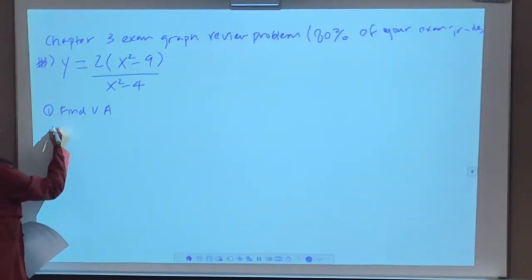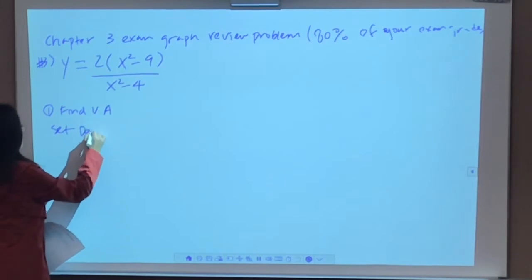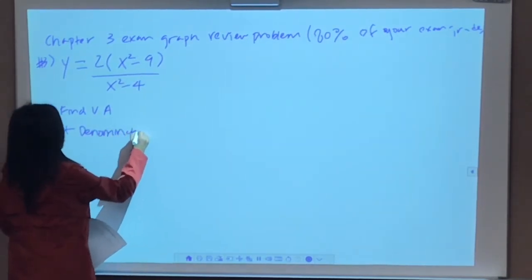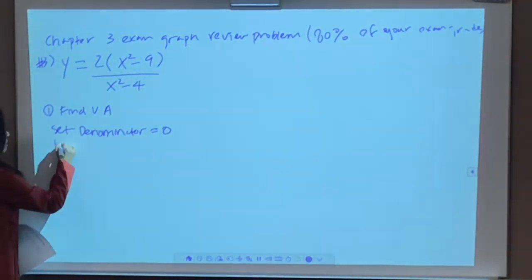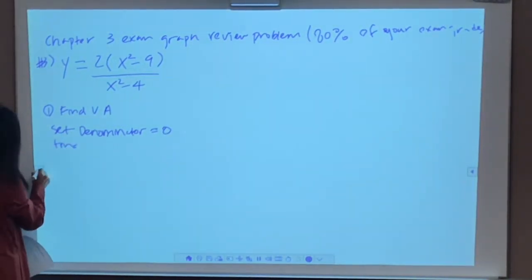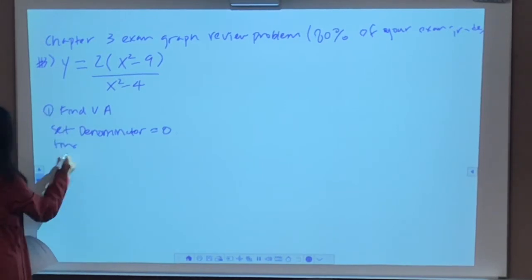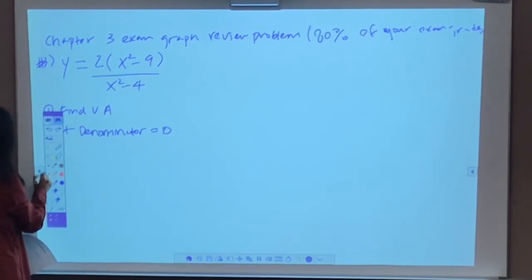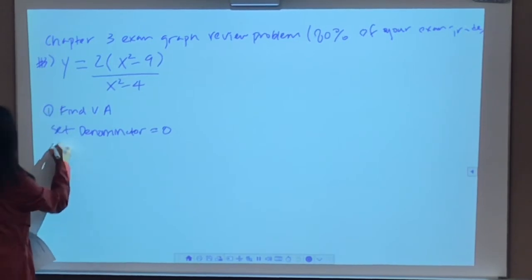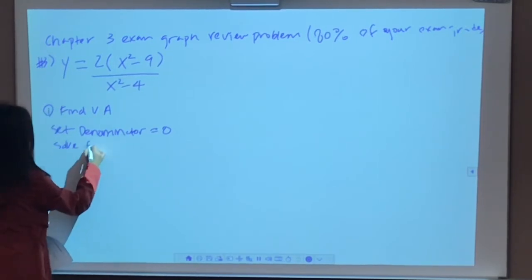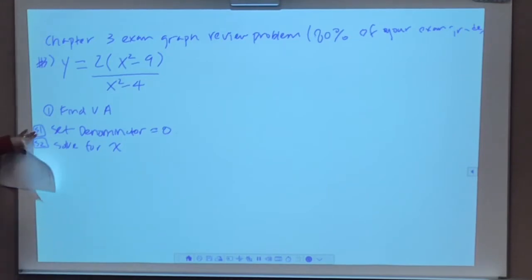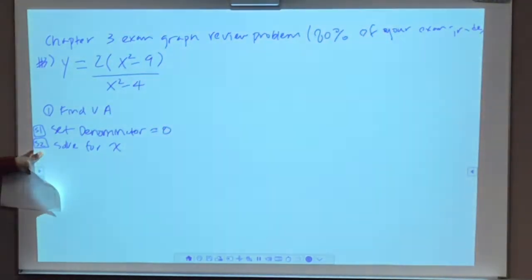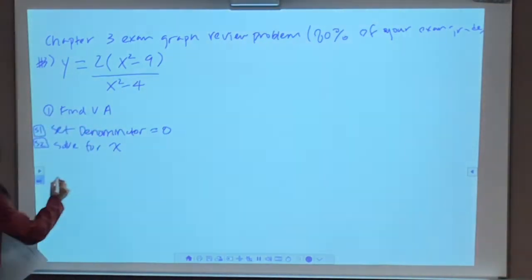So I'm gonna set the denominator equal to 0. Are you with me, class? And then what? Solve for x, right? Are you with me? So first step is what? Set denominator equal to 0. Second step is what? Solve for x. So that's what I'm gonna do.